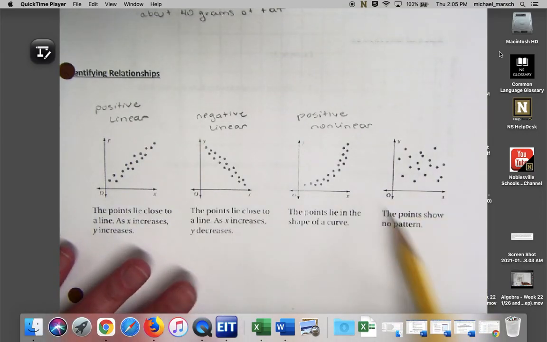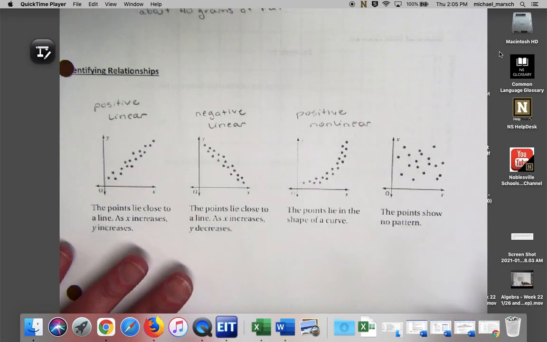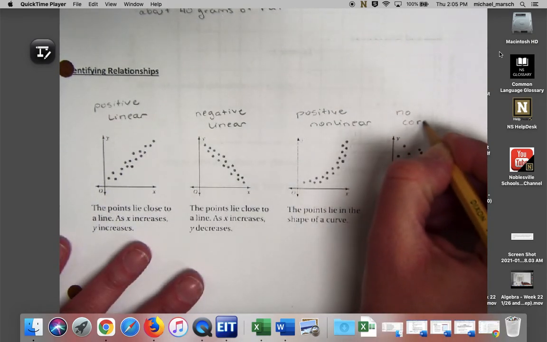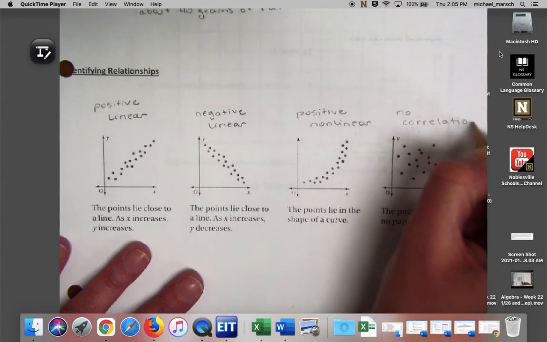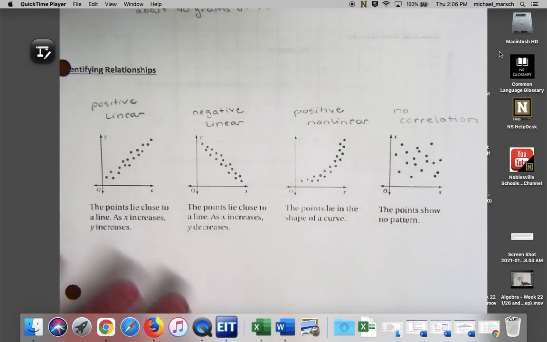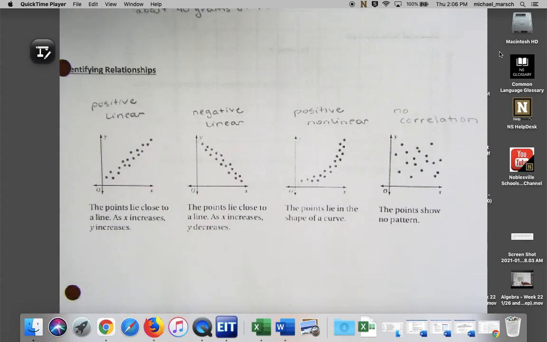What about this last one? Hot mess, no correlation, right? Can somebody give me an example of what the X and Y might be that has nothing to do with each other? Two quantities that don't affect each other at all? Like categories. So, does your height affect your math grade? No. So that would be no correlation, right?